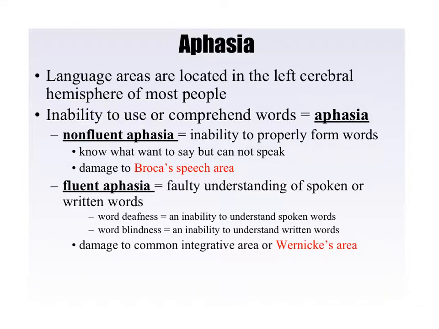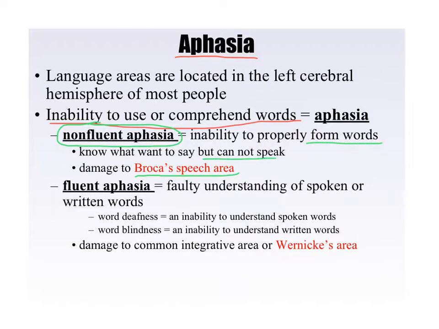And finally, we have our last slide, and it's on aphasia. That is a condition in which you have an inability to use or comprehend words. And there's two different types. So the first one is called non-fluent aphasia. Non-fluent. And this is when the person has damage or lesion to their Broca's speech area. So this is the type of not being able to use or comprehend words, but this is the one where you can't form words. So basically, you cannot speak.